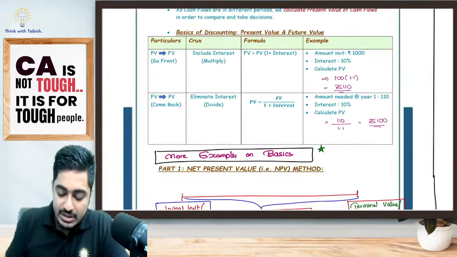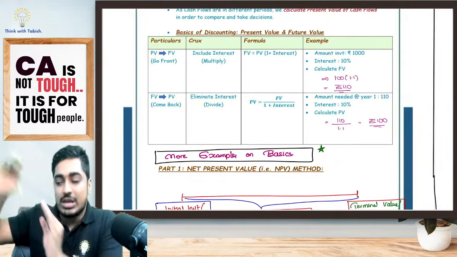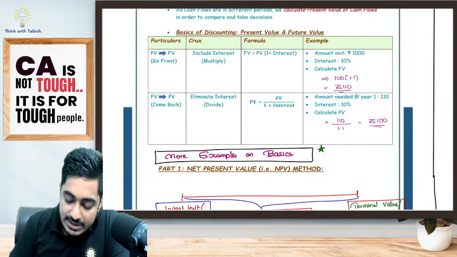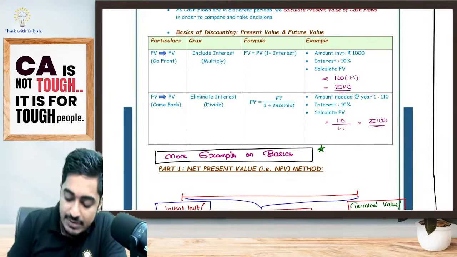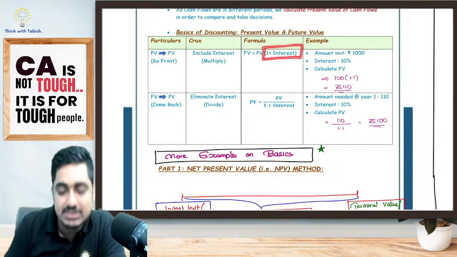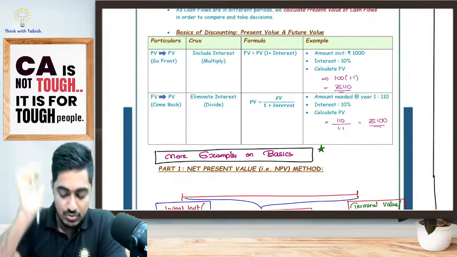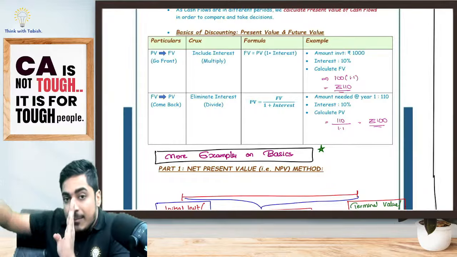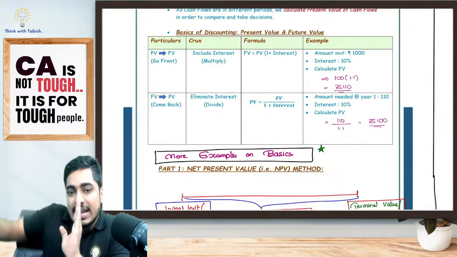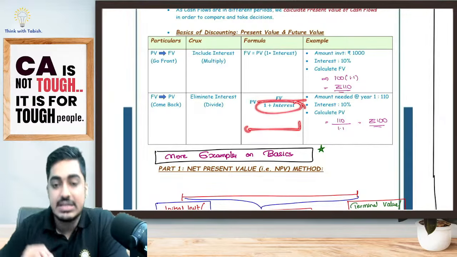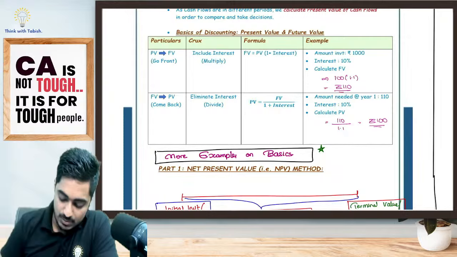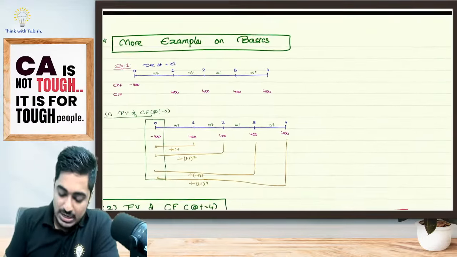Very simple point. From present to future I am going front, I will include interest. That means I will multiply by 1 plus interest. Is this clear, everyone? Okay. But from future I am coming back, I have to eliminate interest. Yes or no? That means I will do divided by 1 plus interest. Is this clear, everyone? Okay, boss. Simple point. Now one more example I am giving.